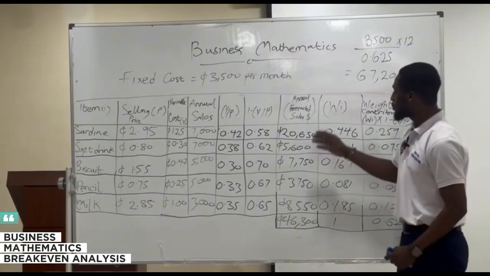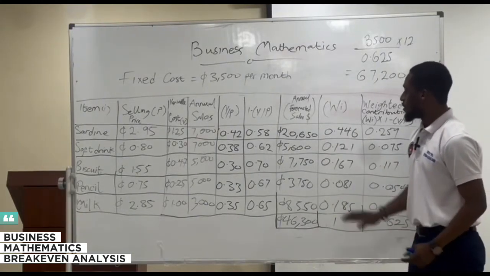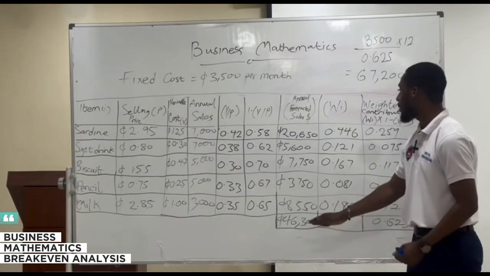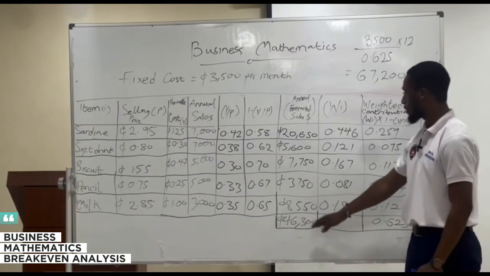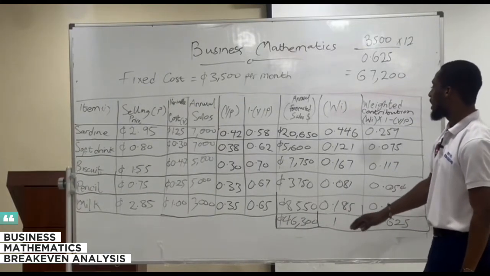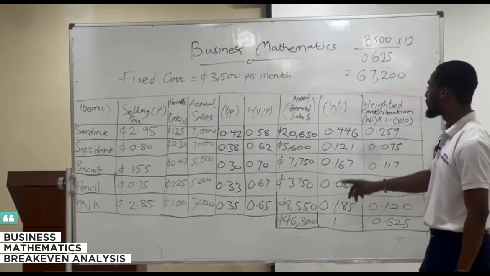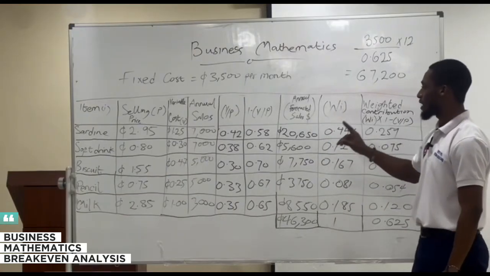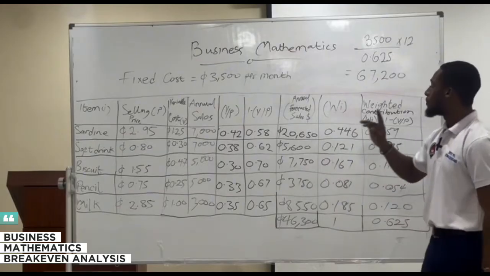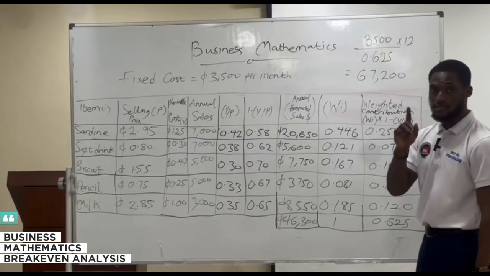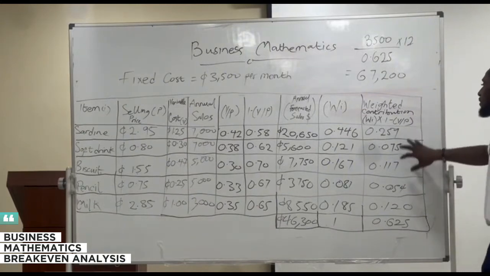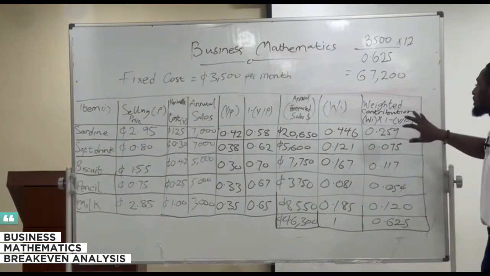Now, after doing that for each item, you sum it up to get your total annual forecasted sale, and that was what we did here. And now to get your WI, you take each annual forecasted sale for each item and divide it by the total annual forecasted sale. And now this is where we climaxed everything. That is the weighted contribution.